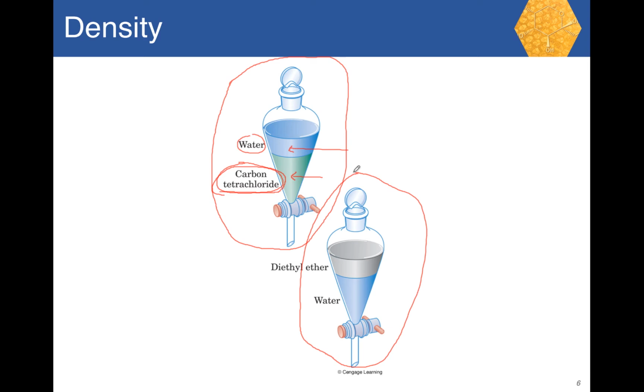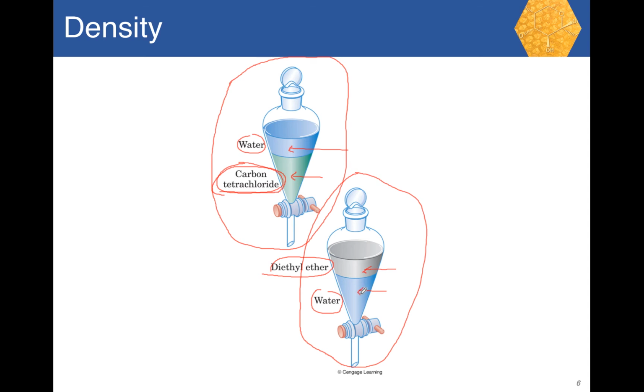So if I were to tell you that we have a mixture of water and diethyl ether. Diethyl ether is again another organic solvent. If I were to tell you that diethyl ether and water do not mix, they are immiscible, they will form two layers. In this case, diethyl ether is on top and water is at the bottom.